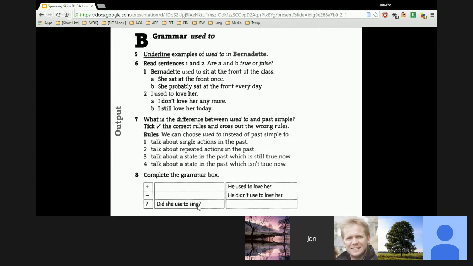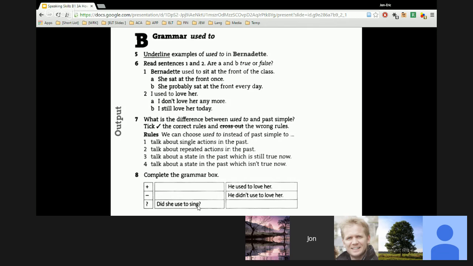What's the affirmative form? The one that goes in the top blank. So I should make a negative form, right? No, positive. She used to sing. David, what would be the negative form in the middle of that column? She didn't used to sing.